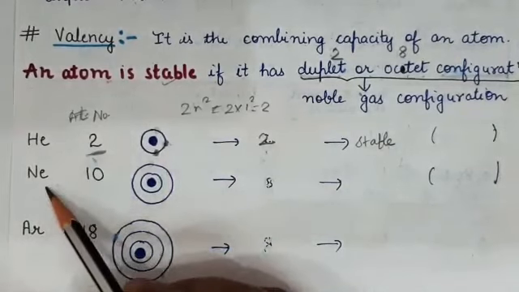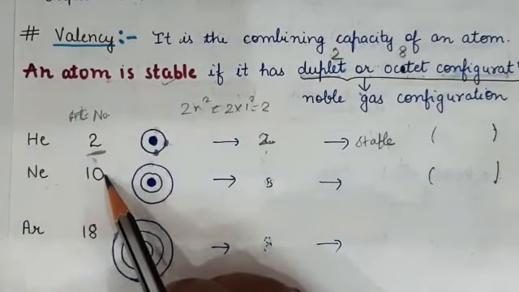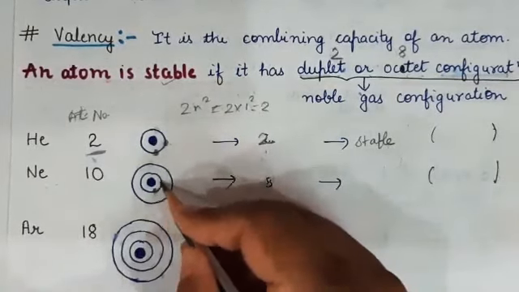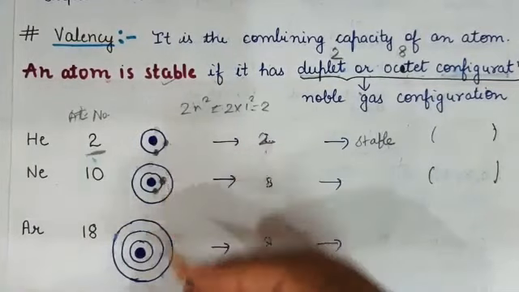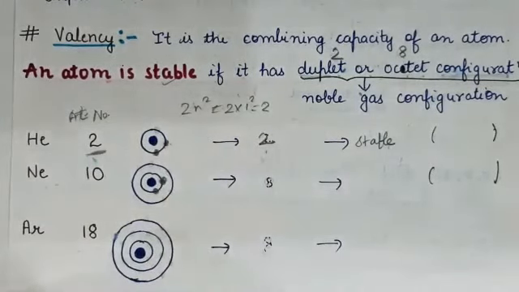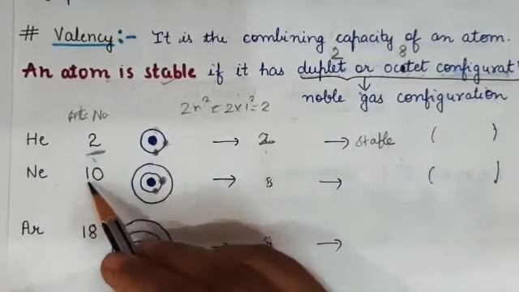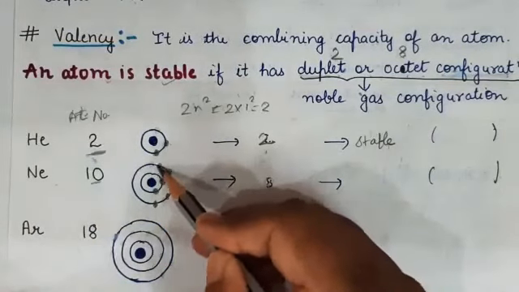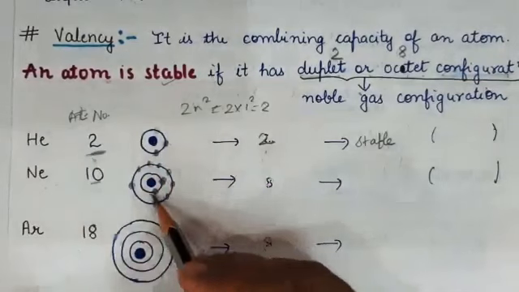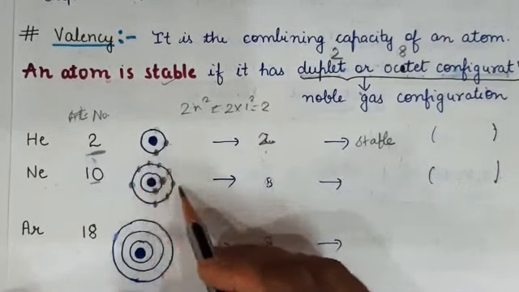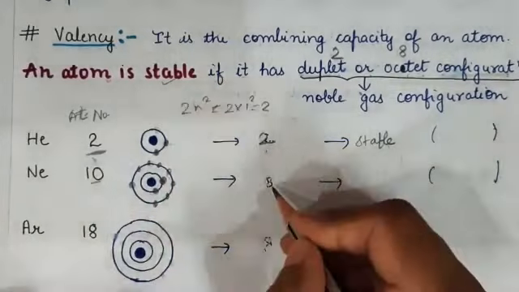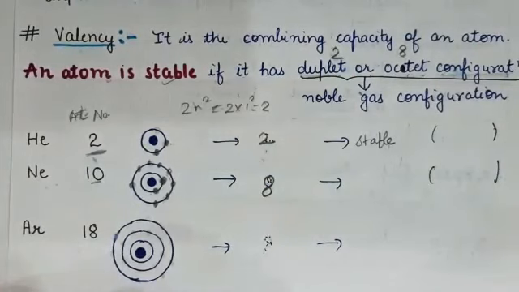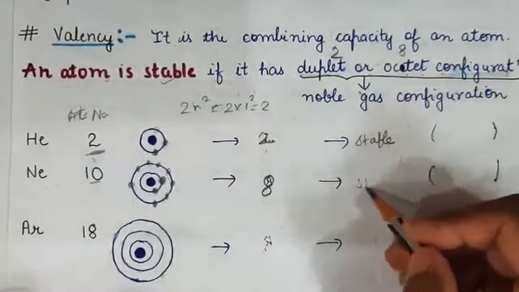Coming to the next example, neon. Atomic number is 10. In the first shell, how many electrons can be filled? 2. In the second shell, how many electrons can be filled? We are left with 8. 2 are filled, 8 are left. So 2 in the first shell and 8 in the second shell. Now 8 electrons are there in the outermost shell, the second shell. So octet configuration means this atom is stable.